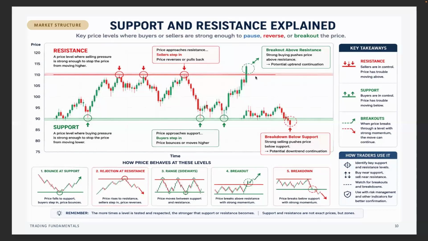But something happened around this side. I don't know if you can see my cursor. Can you see my cursor?